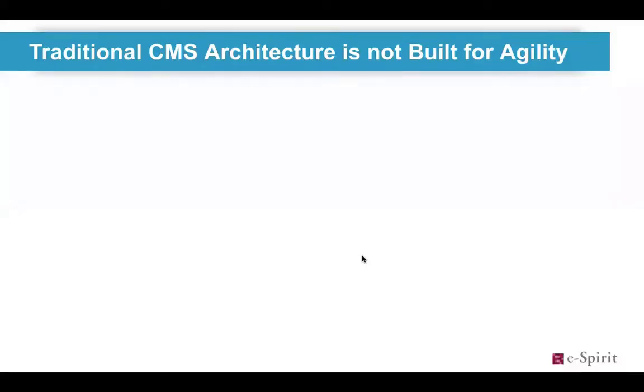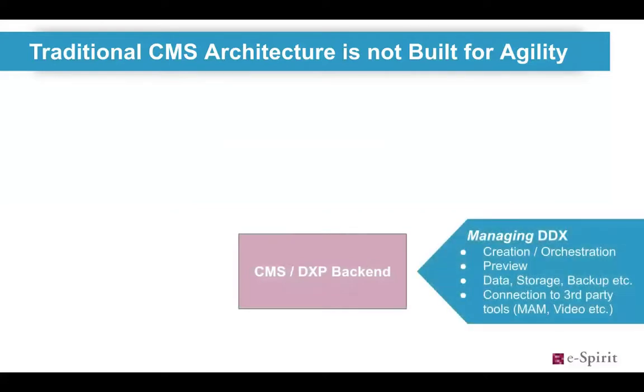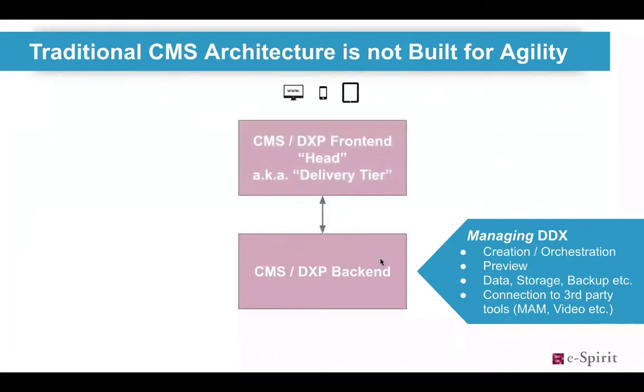And I want to just spend one quick slide for context to explain how CMS architecture traditionally used to work. There's a CMS, or digital experience platform backend, that is there to manage the digital experience. This is where content is created and orchestrated, where the peer review happens, and all the kind of low-level stuff that needs to happen in a CMS. And the second component is the front end.